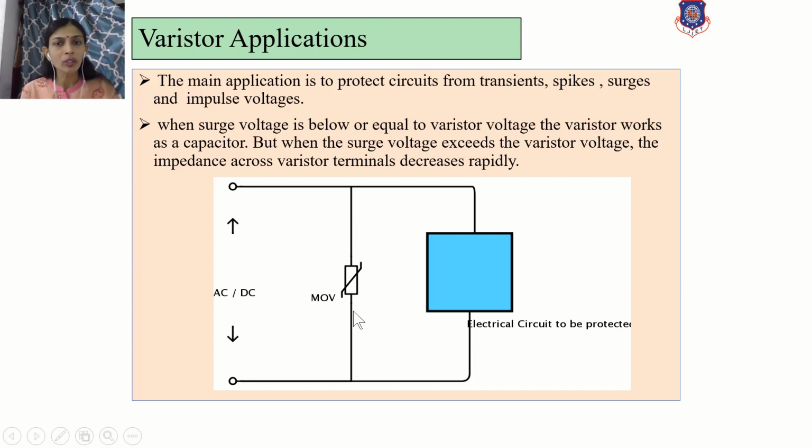If the applied voltage is equal to or less than the varistor voltage, it will behave like a capacitor. But when the input voltage, the applied voltage, the surge voltage, the spike of voltage exceeds the varistor voltage, the impedance across the varistor terminals decreases rapidly, and so the excessive current will pass through this varistor and no noise will be allowed to damage this electrical circuit. Okay.